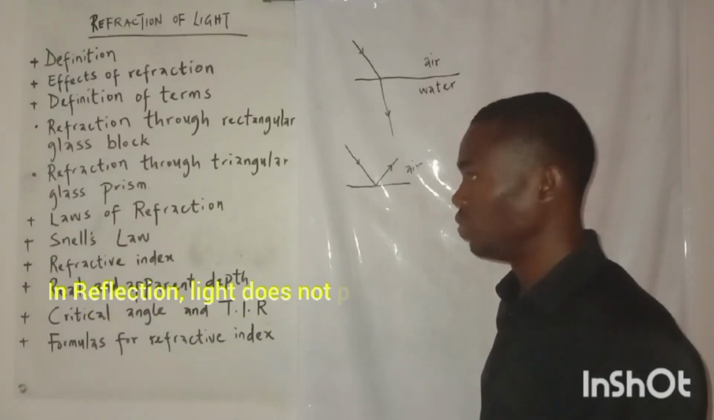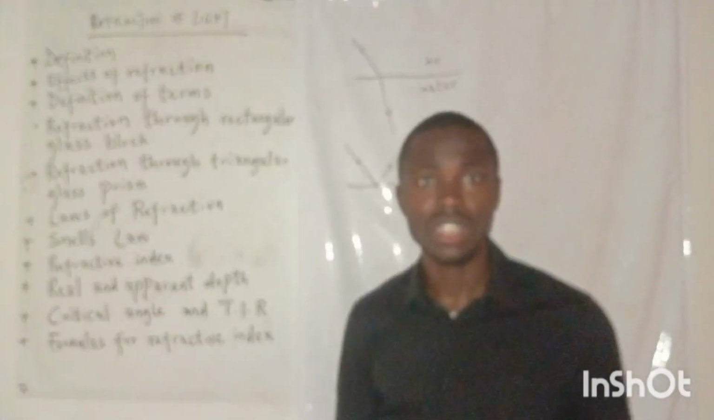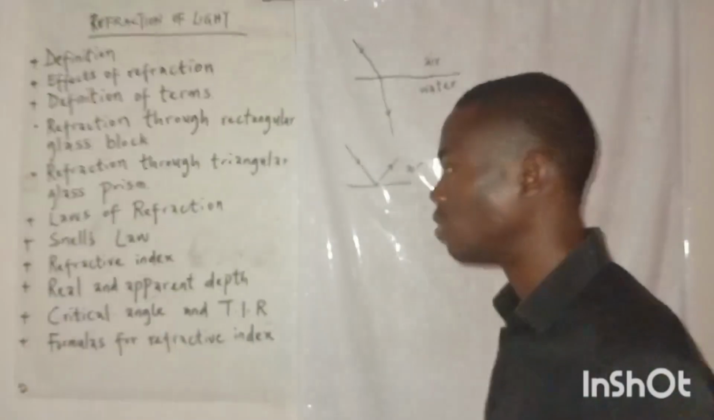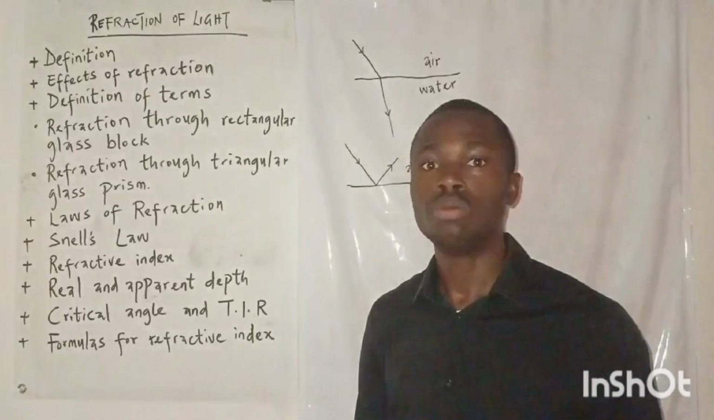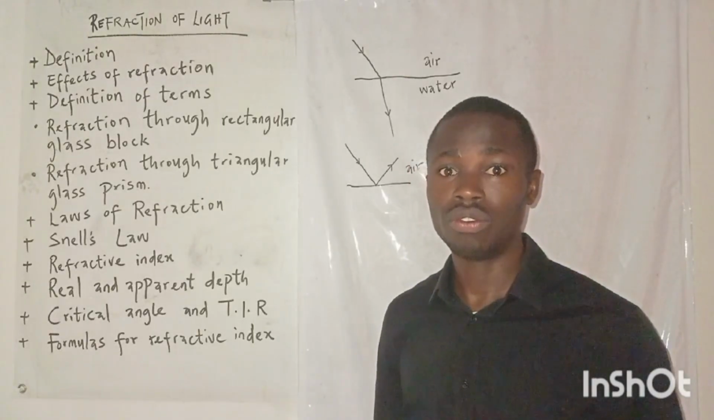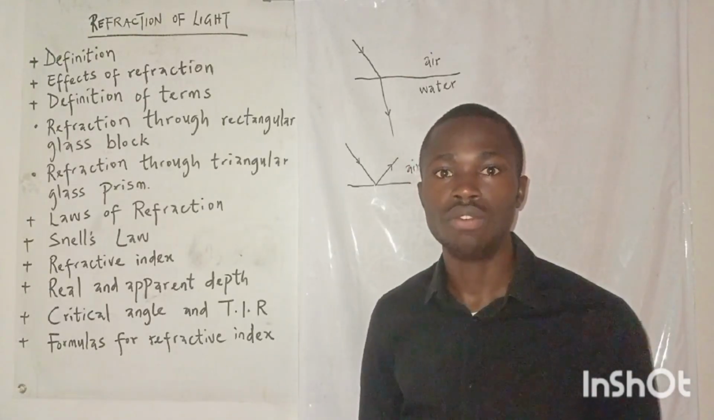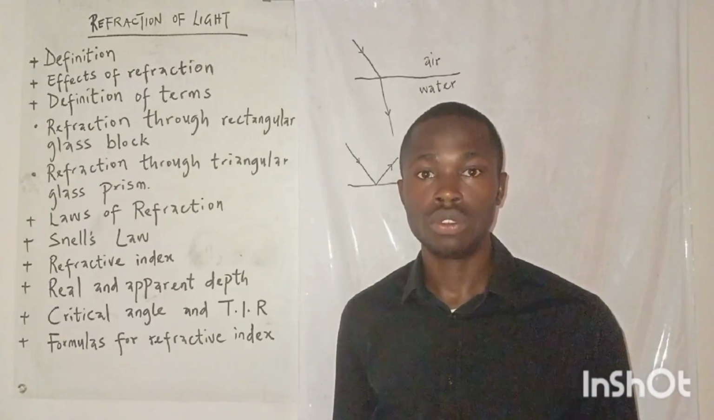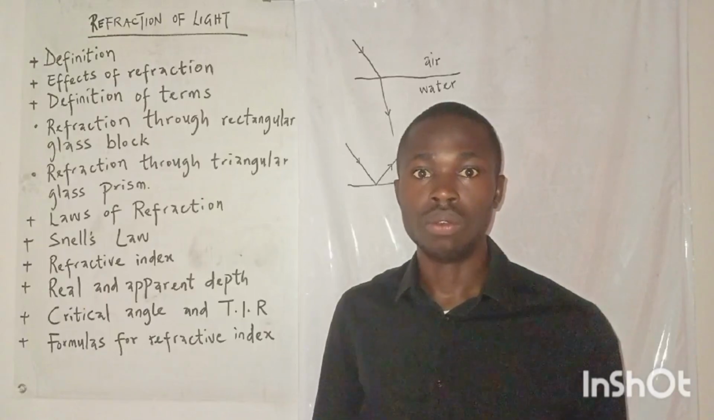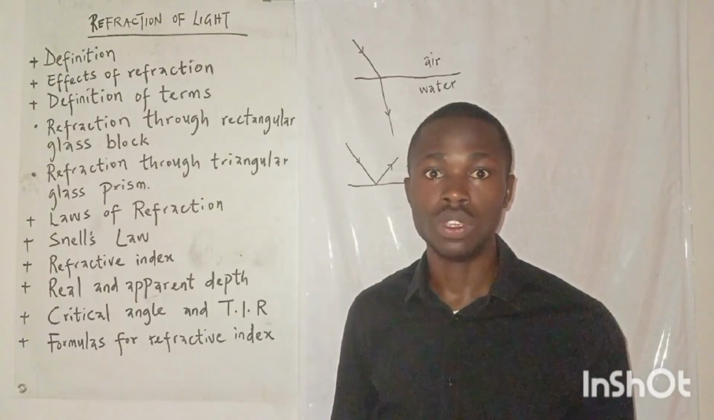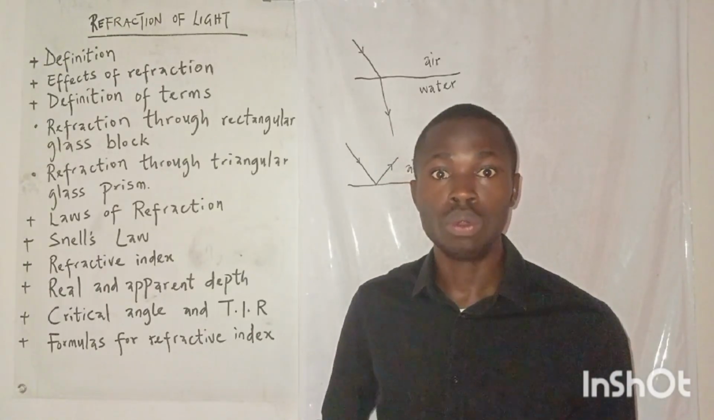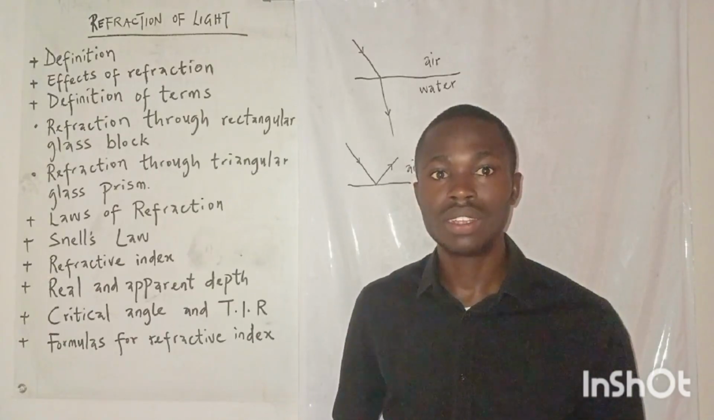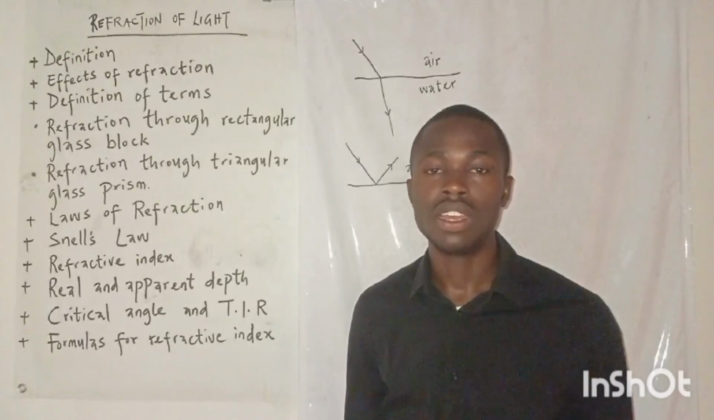Now, refraction is responsible for some of the phenomena we see in life. For example, the apparent depth of a swimming pool is as a result of refraction. What that means is that if you look at a swimming pool from the surface, you will see that the bottom of the swimming pool will appear to be less deep than it is. It will appear to be shallow, whereas it is not really as shallow as it appears to be. So that phenomenon is as a result of refraction.